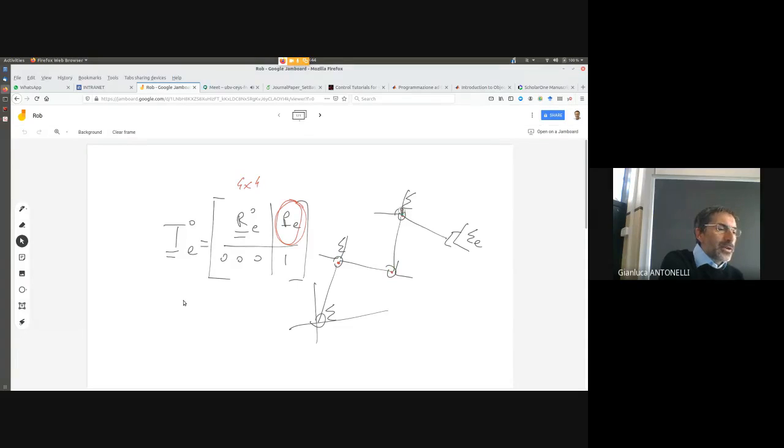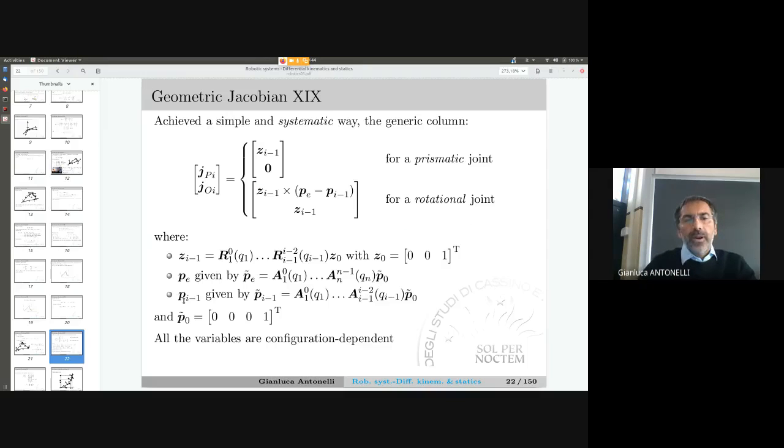Actually, those positions are the intermediate results of the computation of the direct kinematics. When I compute the position of this guy here, I compute it by summing the positions of all the frames. So in fact, I already have this information in my code. I just need to extract it properly from my function of direct kinematics. Basically, this page represents the way I compute the Jacobian.